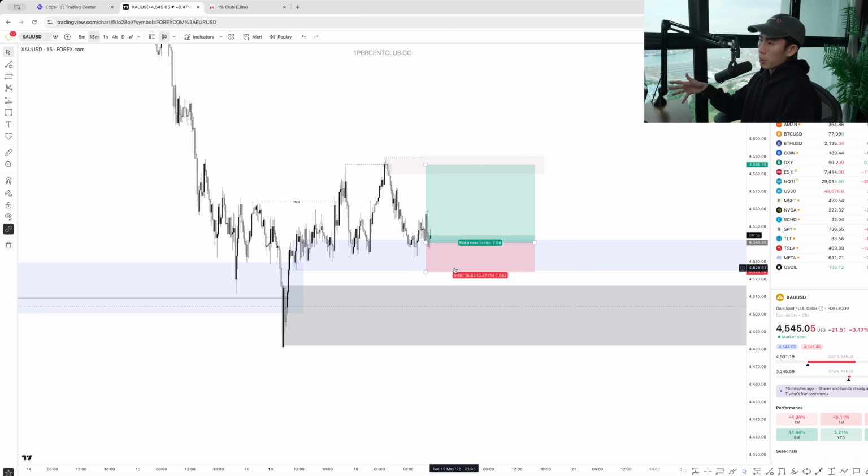Okay, stop loss will obviously be at a point that invalidates your trade idea, which is the last liquidation candle below the point of interest, which once again we covered in our entry models, right?